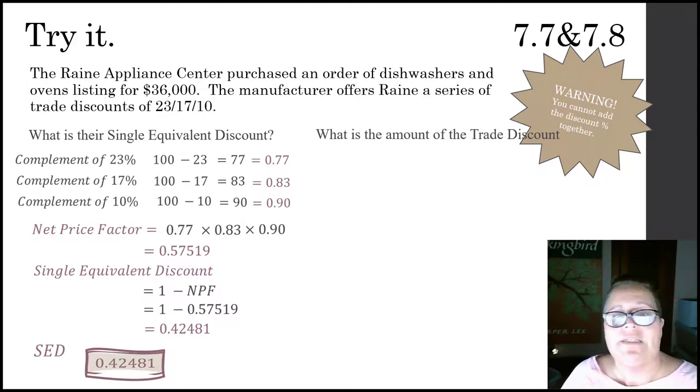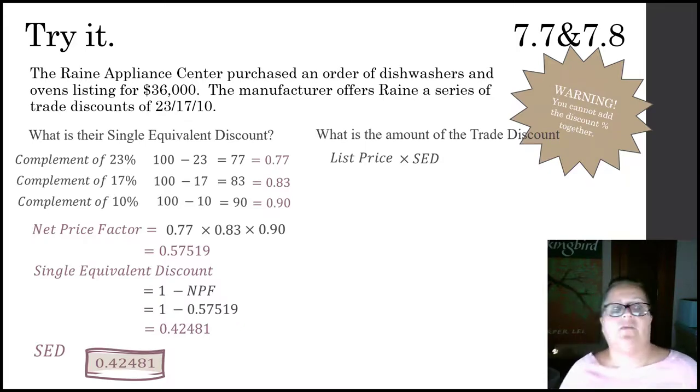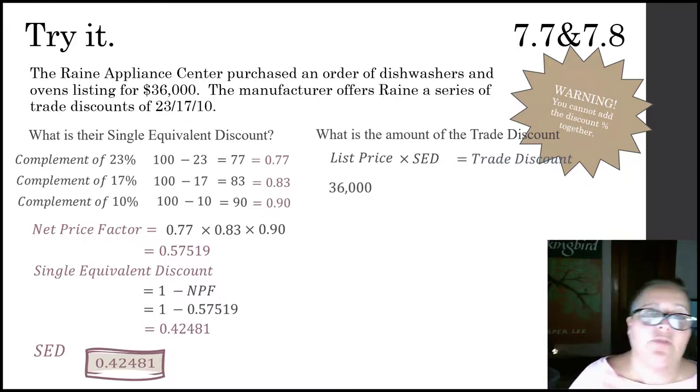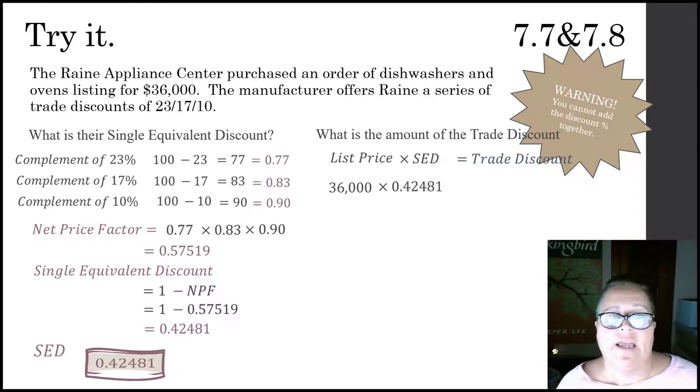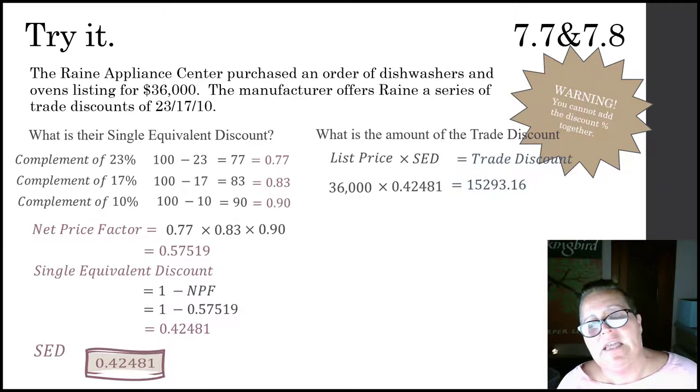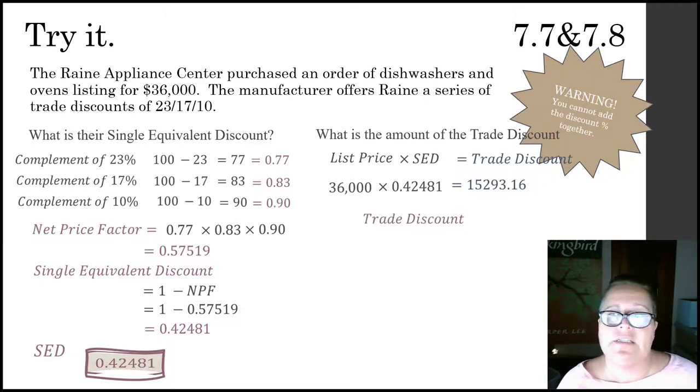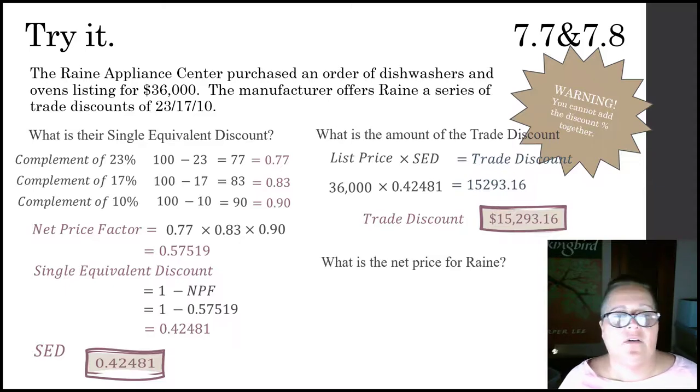So what is the amount of the trade discount? Well, the trade discount amount is going to be the list price times that single equivalent discount. So I'm going to take 36,000 and multiply it by the 0.42481 to get $15,293.16. So the trade discount amount is $15,293.16.